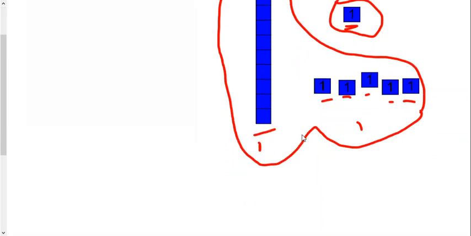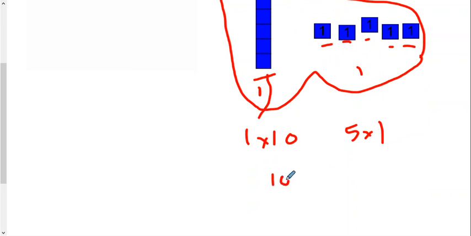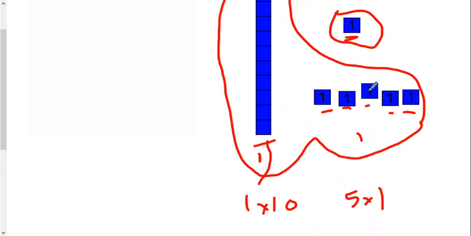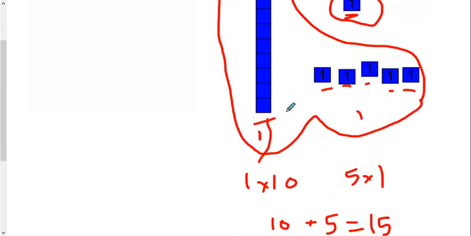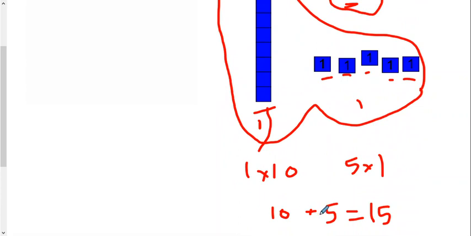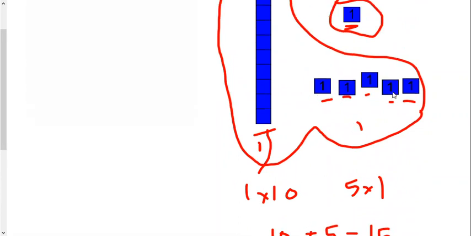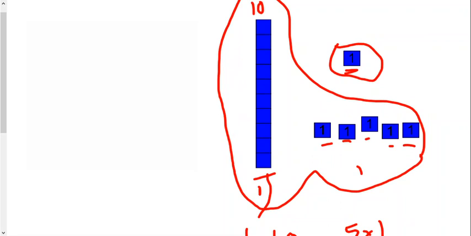But one way to do this would be to think about, we have one piece that's worth 10, so we can do 1 times 10. And we also have 5 single pieces, so we can do 5 times 1 to represent that. Well, 1 times 10 is simply 10, and 5 times 1 is 5, and so 10 plus 5 is 15. So we have 15 pieces of paper here, and the way we write that is with 1 in the tens column because we had one 10 piece, and a 5 in the ones column because we had 5 single pieces.